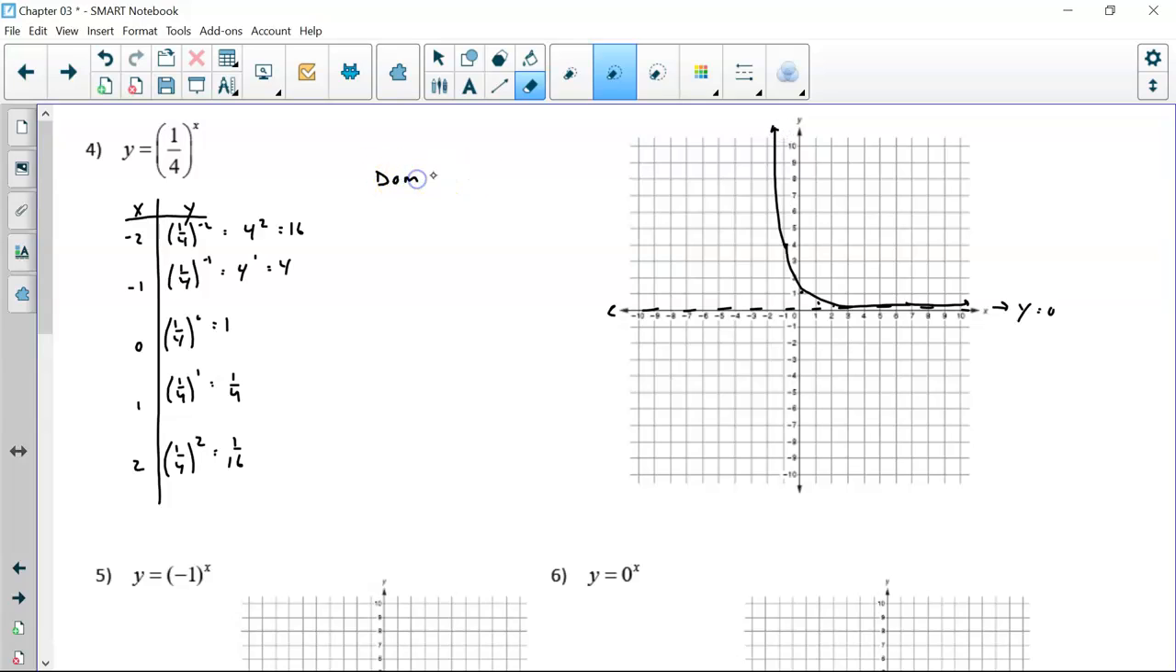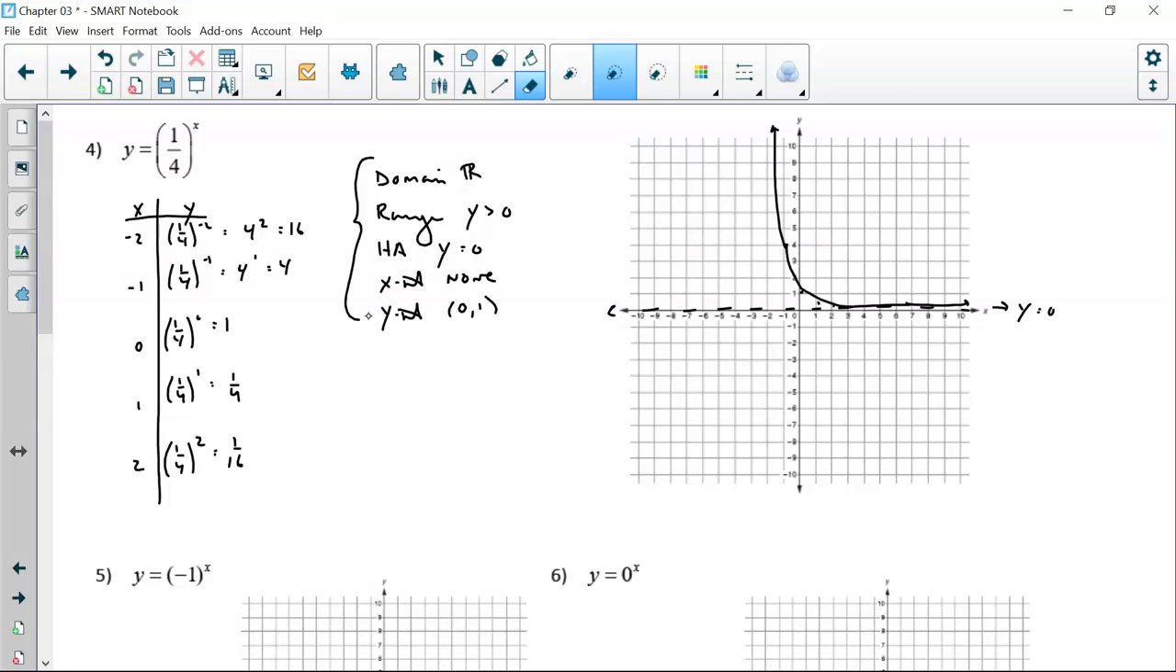Domain, still the same thing, all real numbers. Our range, y is greater than 0. Our horizontal asymptote, HA for short, is at y equals 0. Our x-intercept, there still is none. And our y-intercept is at 0, 1. Hopefully you're starting to recognize those similarities and differences in these graphs.